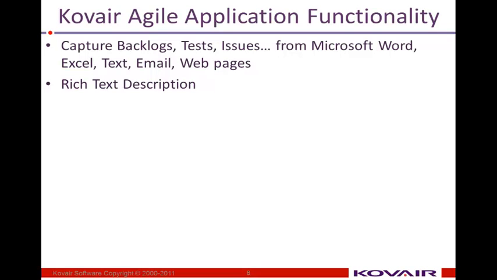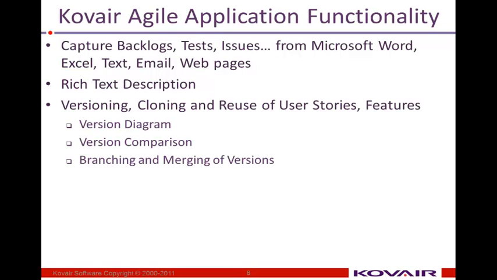Kovair also supports rich text description, which means that your user stories can have very rich descriptions, including embedded images, bullet numbering, tables, all different kinds of fonts, etc. As a matter of fact, you can do a copy and paste from your Word document also.